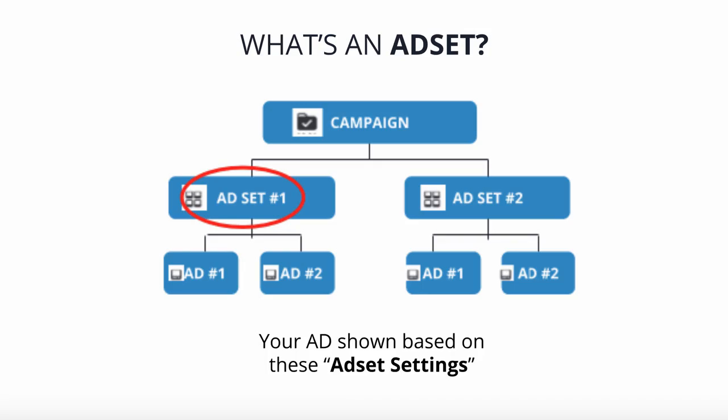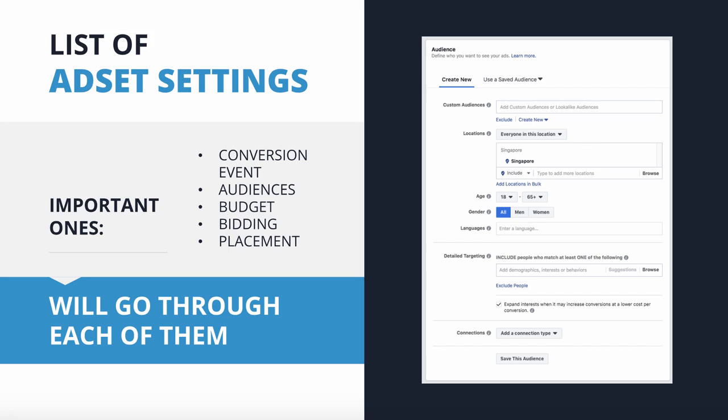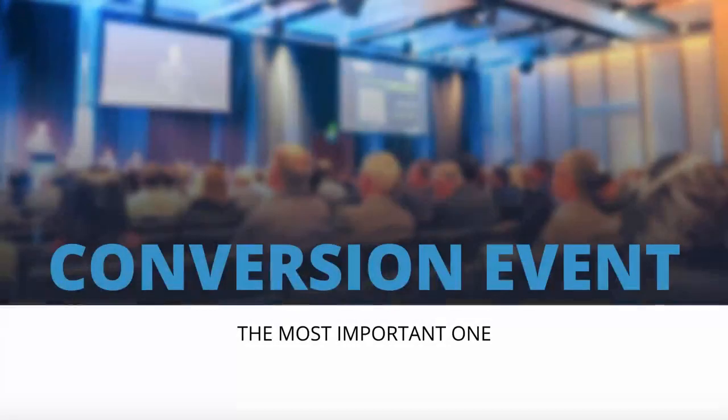So what is an ad set? The ad set is where you target who you want to send the ad to. Unlike the ad level, it's where you set up your targeting. Your ad is your video or your image, and it's your ad copy, but the ad set is your targeting. Think of it as the settings to the ad. In the settings, there's different things like the conversion events, audiences, budgets, biddings, placements. We'll go through all these.